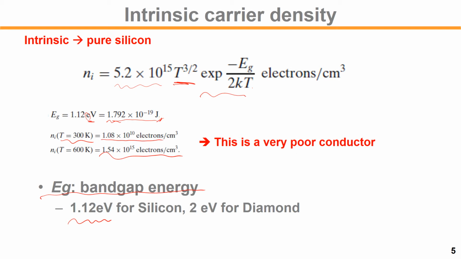Now this number seems like a large number, but this is not a big number for the current flow. So this is a very poor conductor. If you want to use silicon as a good conductor, we need to do something else. With pure silicon, we cannot get good conductivity out of this. We will see how many electrons should be there for good conductivity. For now we just have to understand this number is not large.